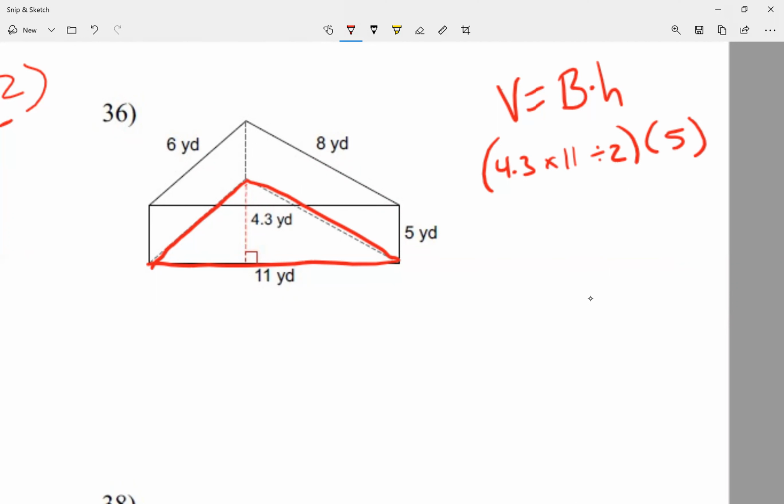And then the height is the number that has nothing to do with your triangle. So let's see, 4.3 times 11 divided by 2 times 5. My answer here, I get 118.25. But I said 1 decimal place. My second decimal place is big enough. Big enough is 5 or more. So that one pushes the previous number up. My answer will be 118.3.